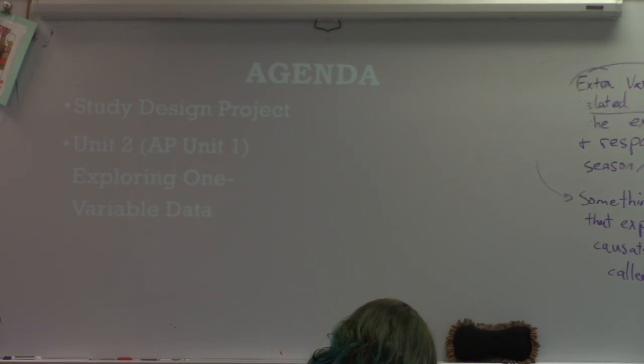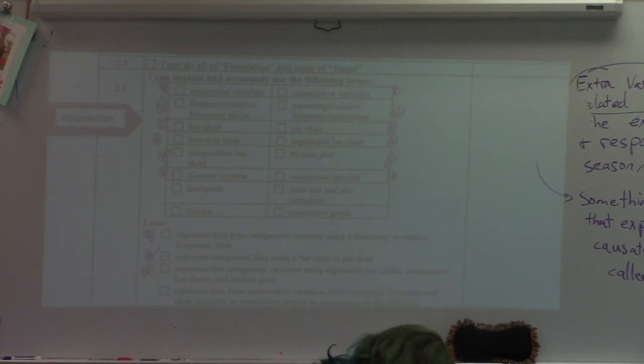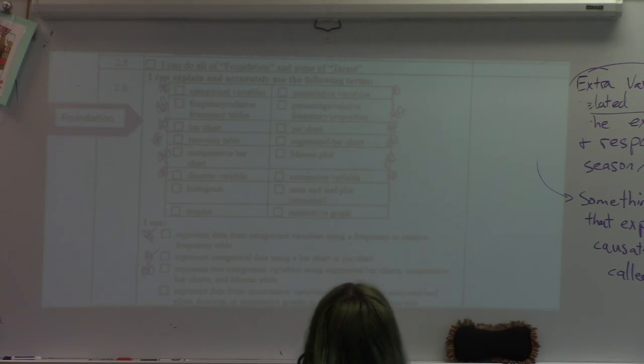Okay. Alright, so Unit 2, one variable data, we're going to finish up categorical data, and then get into quantitative as far as possible. So I showed you all this yesterday. This is the proficiency scale for Unit 2A. It's all about categorical data for the most part, and this part of the lesson from Skew the Script is going to tackle all of this.